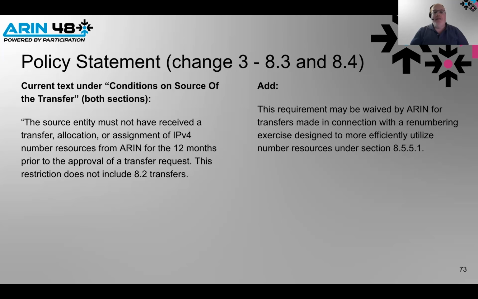Third policy change is to add, in both sections 8.3 and 8.4 under conditions of source of transfer, the following. This requirement may be waived by ARIN for transfers made in connection with a renumbering exercise designed to more efficiently utilize number resources under section 8.5.5.1.